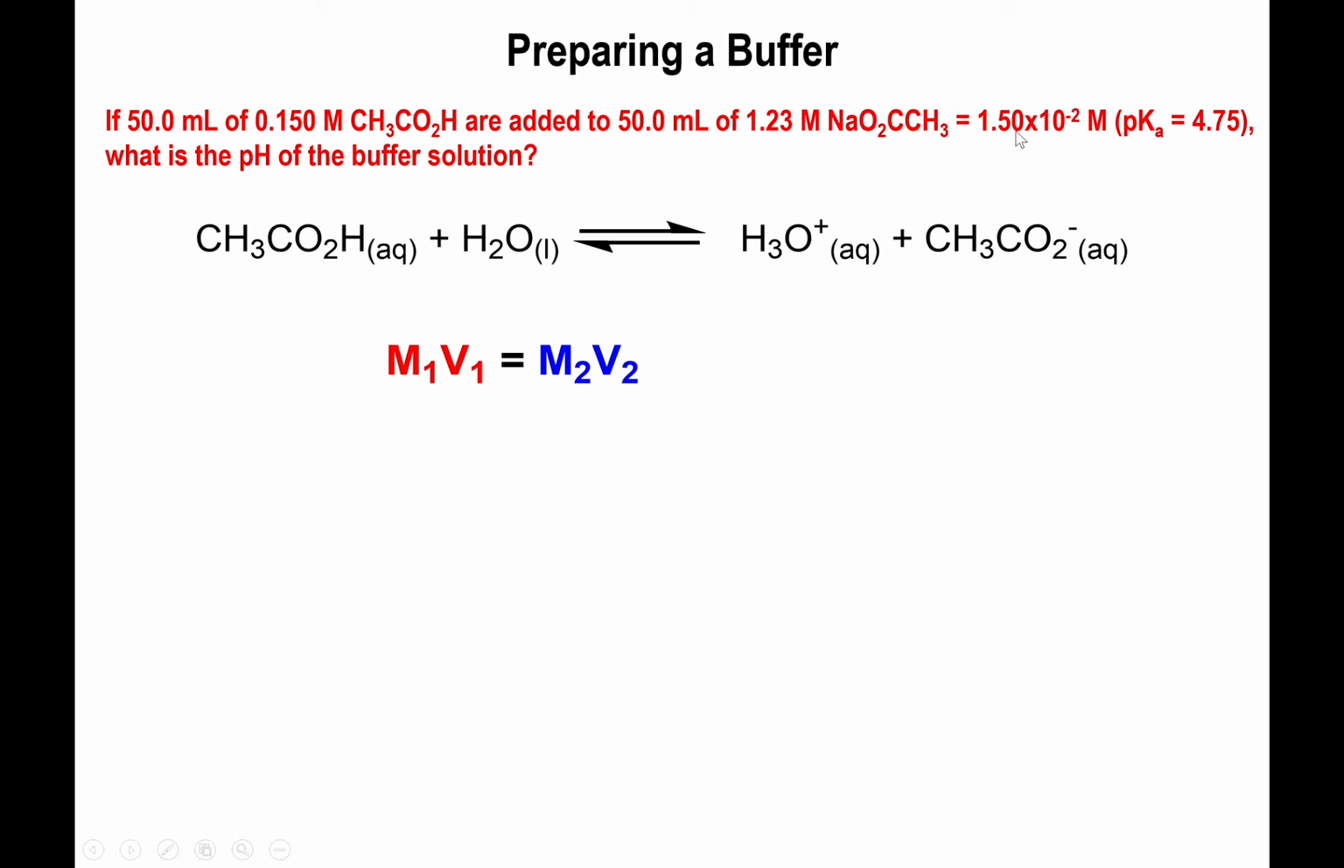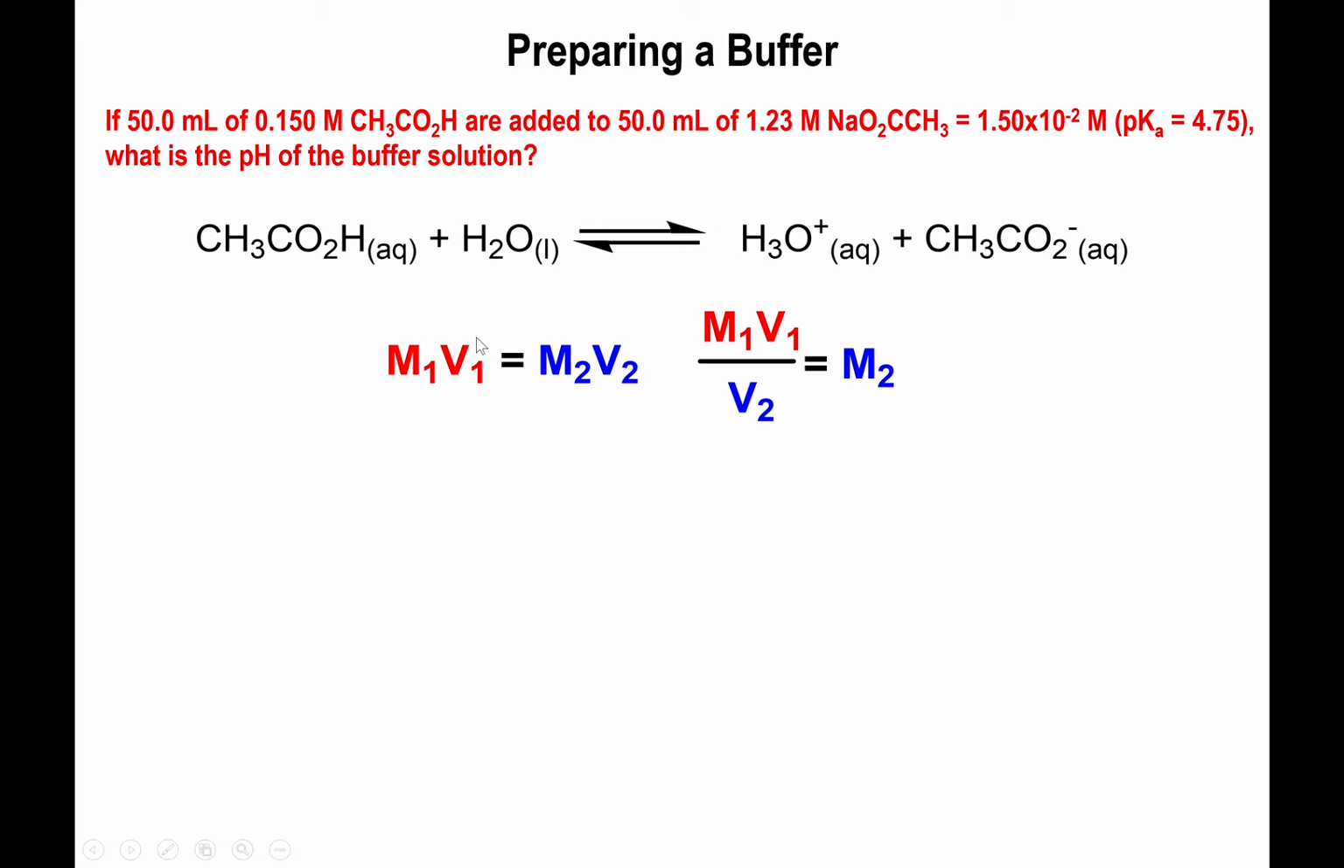This thing right here, the 1.5 times 10 to negative 2, don't disregard that. That doesn't make sense. So basically what you have to do here is account for the fact that 50 mL of acetic acid are being mixed with 50 mL of sodium acetate. So you are in essence changing the volume of the solutions. In essence, you are diluting them.